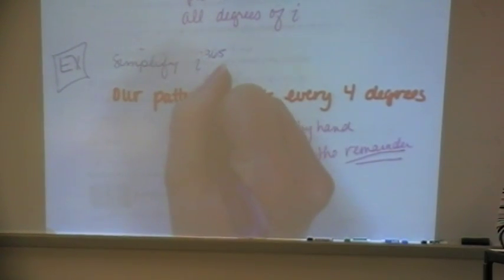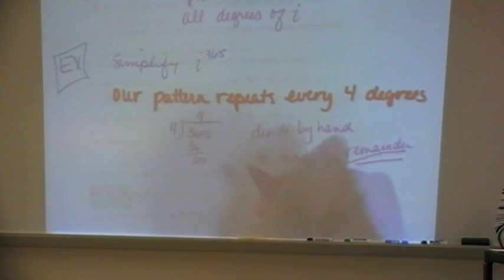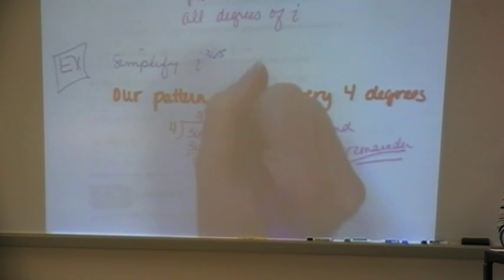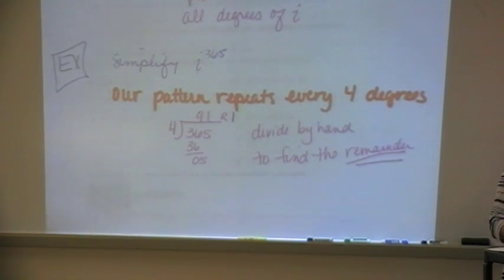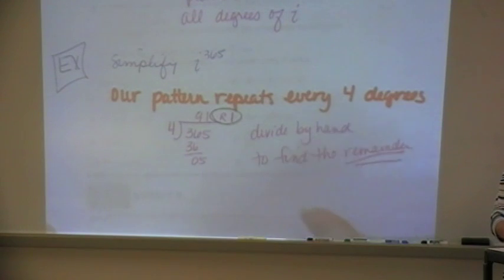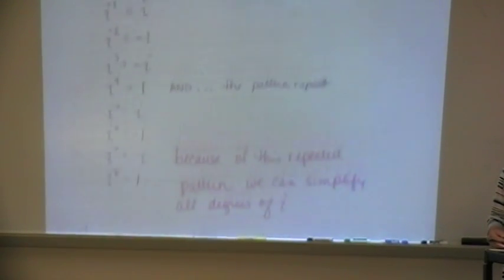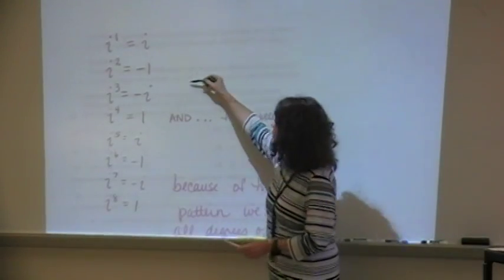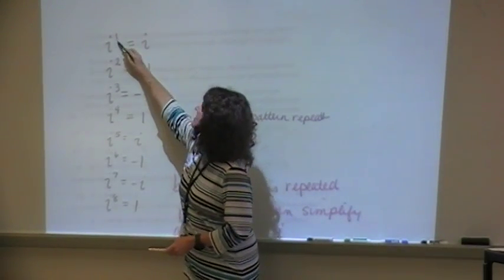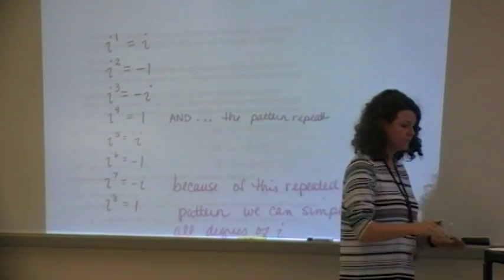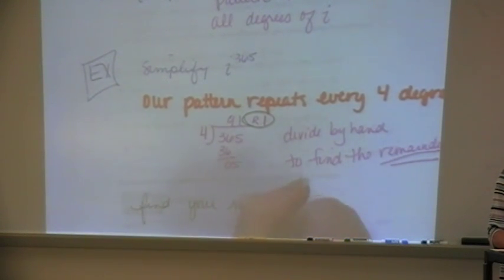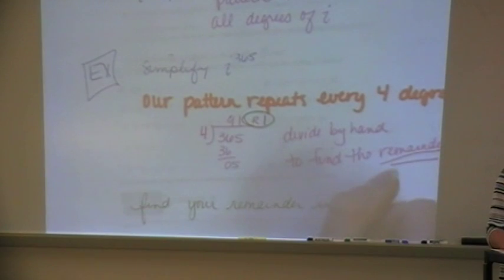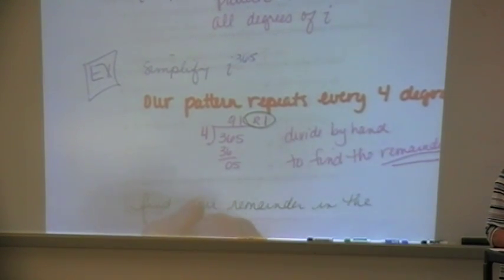So 9 gives me 36, bring down the 5, remainder of 1. All you care about is the remainder. This is all we need. And then you just go back up and you find your remainder in the degree. So it equals i. So i to the 365 just equals i. Wow. Okay, it's easy.